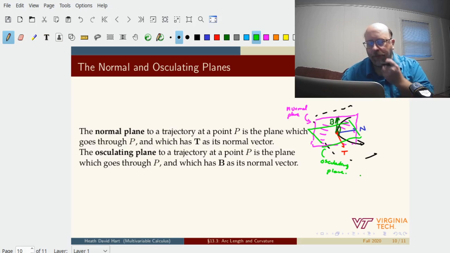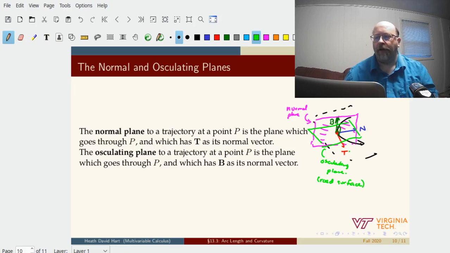If you're driving a car, if the red dot here is a car, the osculating plane is parallel to the road surface. It's the surface that you're driving on. So it's flat from your point of view. The normal plane is out to your sides. If you were to open your car door, the car door would be pointing along the normal plane. So it's the plane that goes through you side to side, not front to back, as you're driving along.